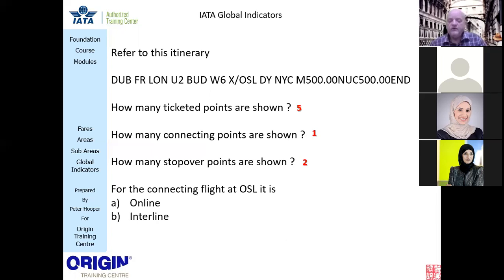For the connecting flight at Oslo, is it online connecting or interline? Interline, because you arrive with WX and you leave with DY. Okay, so it's interline.